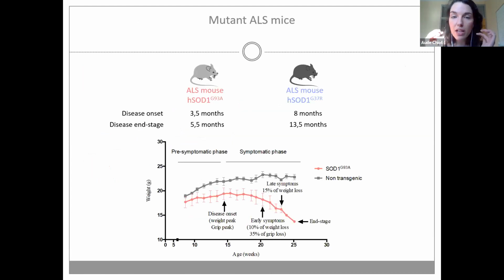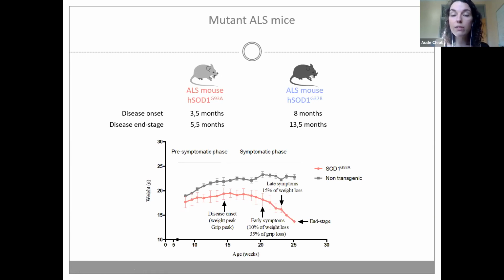For the project, we used 2 different mouse models of ALS, the SOD1G93A mice that have a fast disease, and the SOD1G37R mice that have a longer disease. We can follow the disease by weight and grip strength measures. Here you have an example of the disease according to the weight measures. At the beginning, we have a pre-symptomatic phase where the weight is going up, and the disease onset is characterized by the weight peak. And then the weight is going to go down progressively.